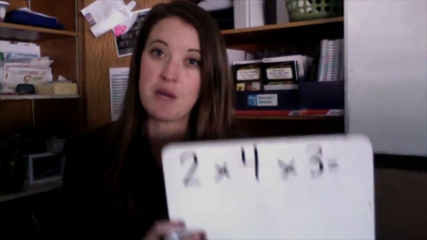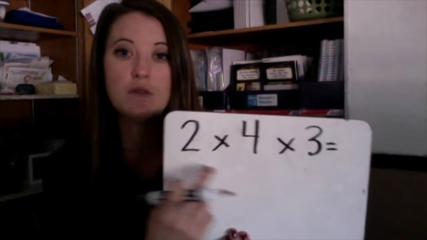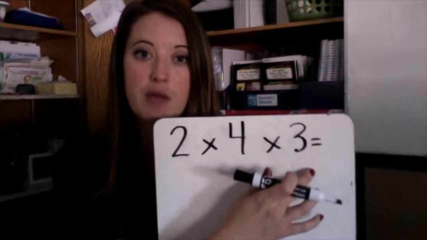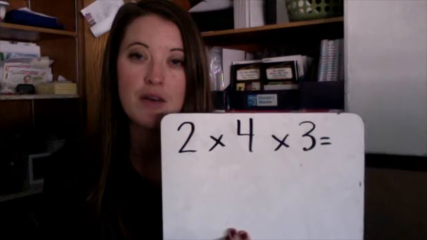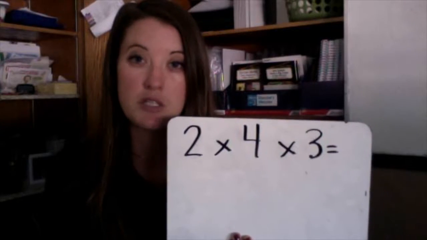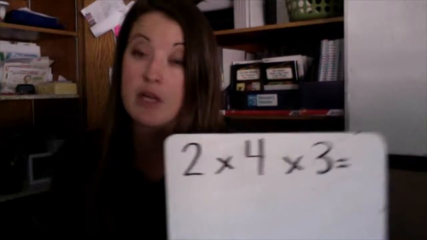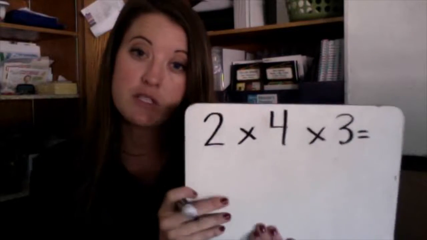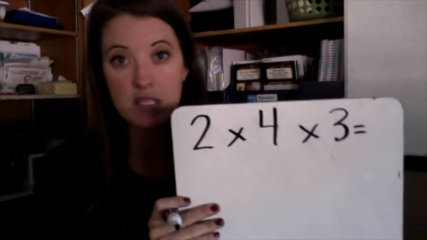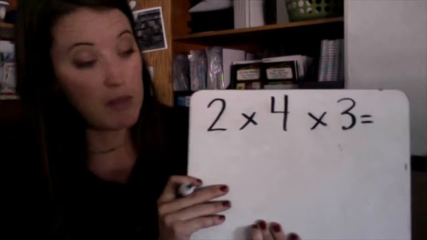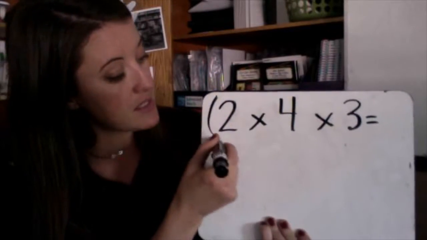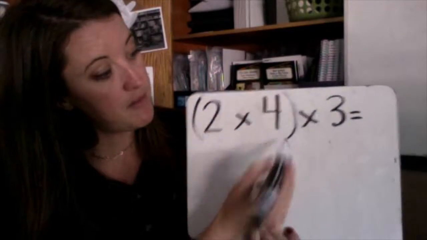Let's try an example. Have your board and marker ready. Alright, on your boards, I would like you to write the multiplication sentence 2 times 4 times 3. We are going to multiply this using the associative property two ways. The first way, I want us to put the parentheses around the first two numbers. So do that with me now. Let's put our parentheses around the number 2 and the number 4.